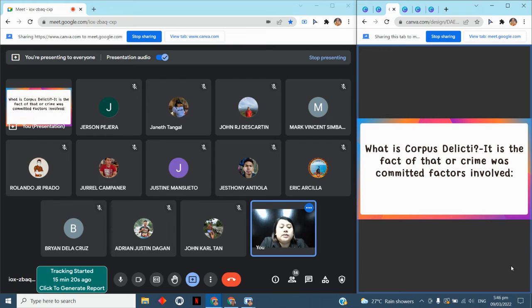So, what is corpus delicti? It's the body of the crime. No, dili literal nga lawas gyud. But the elements that constitute the commission of the crime. Makabaluta nga naay crime nga nahitabo because of those evidences nga makita.